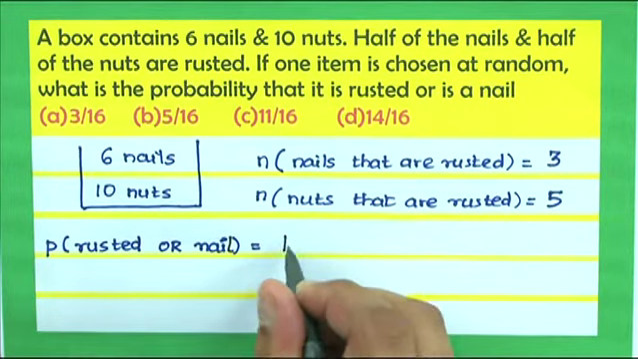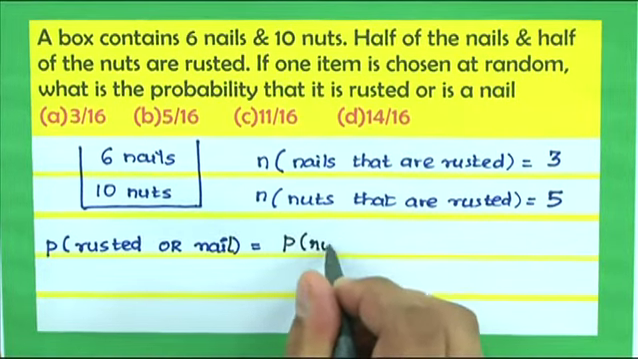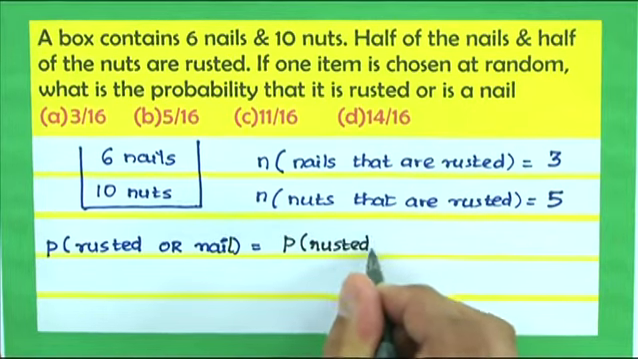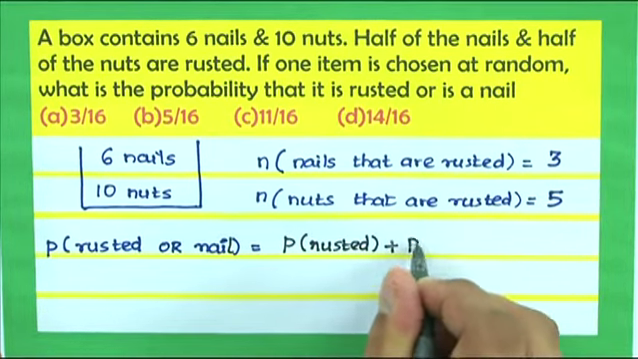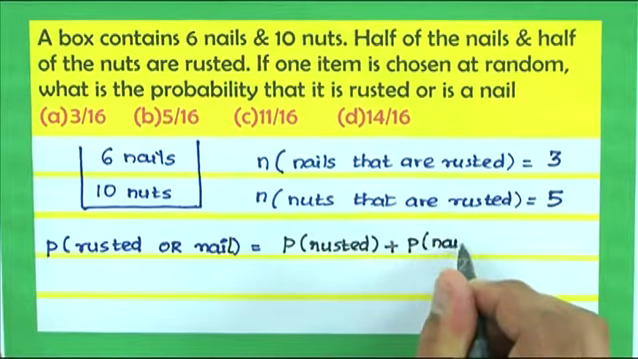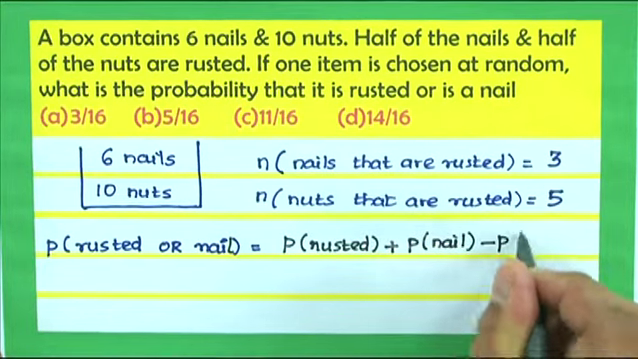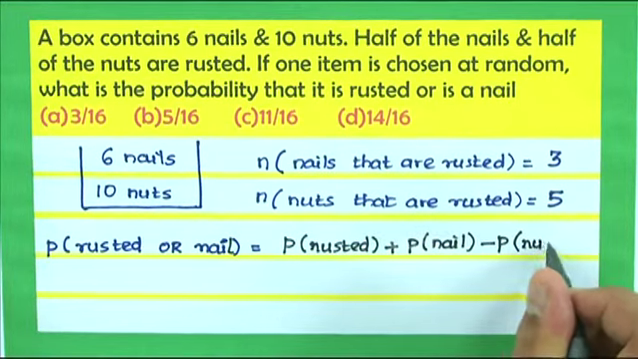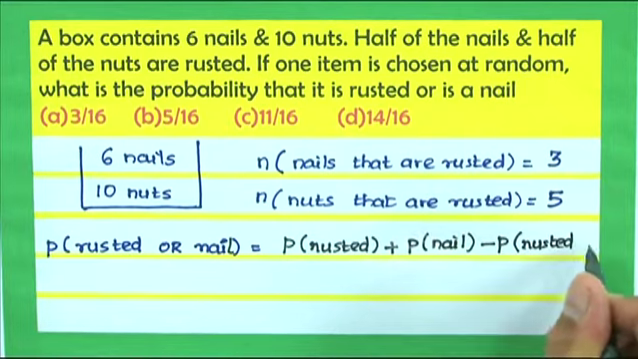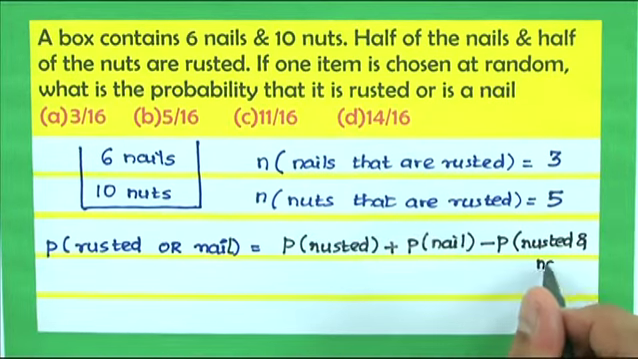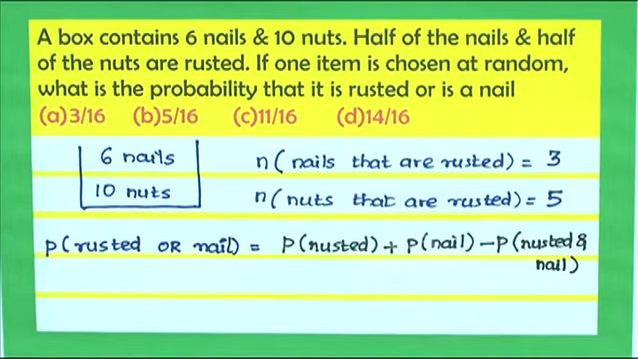So this would be nothing but probability of getting a rusted item plus probability of getting a nail minus probability of getting an item which is rusted and it should be a nail. So that means getting a rusted nail, as simple as it is.